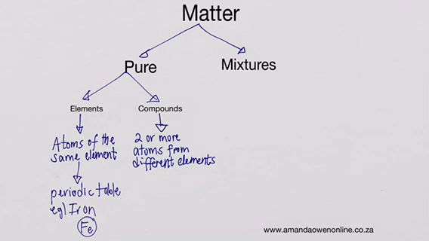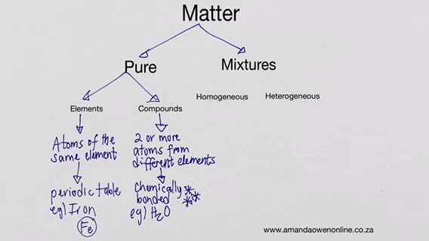Now this is different to compounds. Compounds are made up of two or more atoms that come from different elements. And very important over here, a compound is only called a compound when those atoms have been chemically bonded. So an example would be water. We all know the chemical formula for water is H2O, so we've got two hydrogen atoms bonding to one oxygen atom. There's definitely a chemical bond that takes place. That is important. There must be a chemical bond. Once that happens, we can call it a compound.